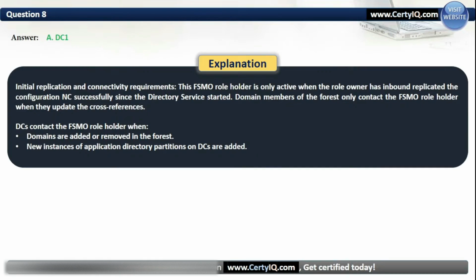DC1. Initial replication and connectivity requirements. This FSMO role holder is only active when the role owner has inbound replicated the configuration NC successfully since the directory service started. Domain members of the forest only contact the FSMO role holder when they update the cross-reference. DCs contact the FSMO role holder when domains are added or removed in the forest, or new instances of application directory partitions on DCs are added.